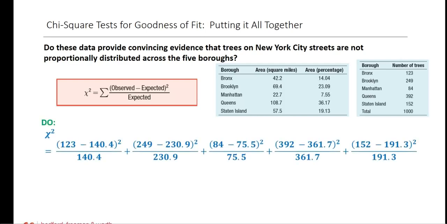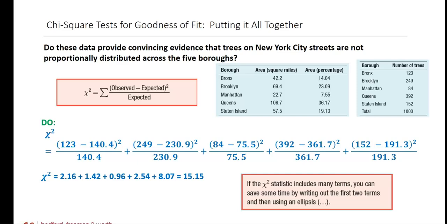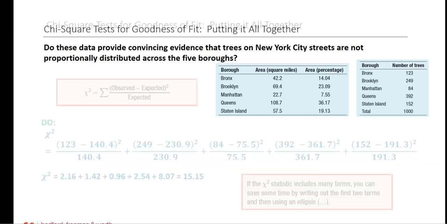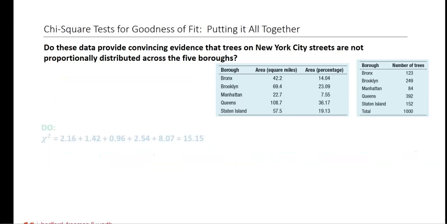I don't think they wrote them down, but then they plugged those expected values into the observed minus expected. We got the first two there, 140.4 and 230.9. Just plug them all in. For those middle two, you want to put an ellipsis there, that's totally fine. You don't have to show all that work. Again, you don't even have to show any of that work necessarily. I want you to know how it works for the multiple choice, but you get those right without doing that. You can save some time writing out the first two terms and then using an ellipsis. Yeah, so they mentioned that you can do that. You're allowed to.